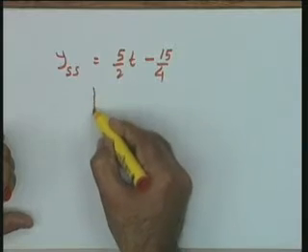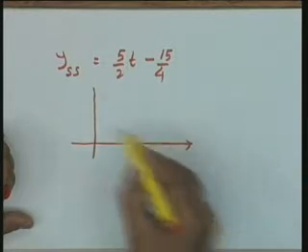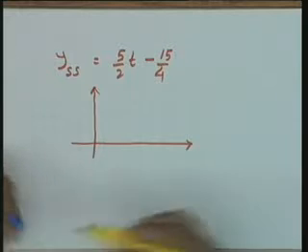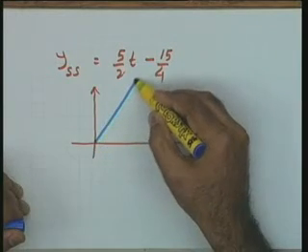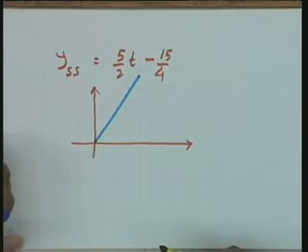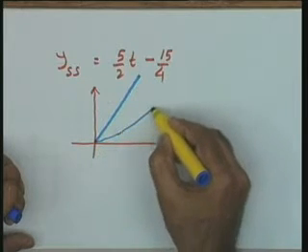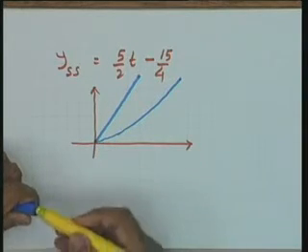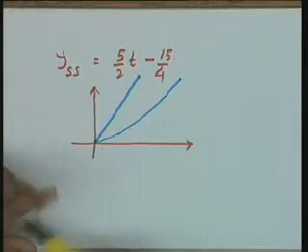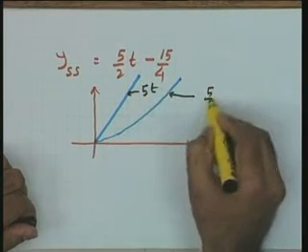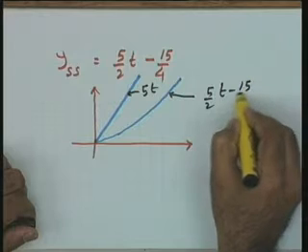Look at the nature of the response. It looks like this. This is your value 5t, that is the ramp input, and the response will be something of this nature. So I can put it this way, that this is 5t and this is 5 by 2 t minus 15 by 4.